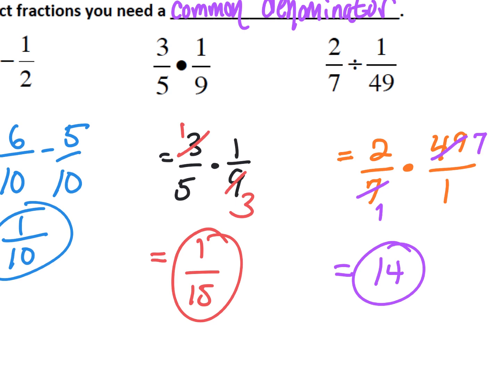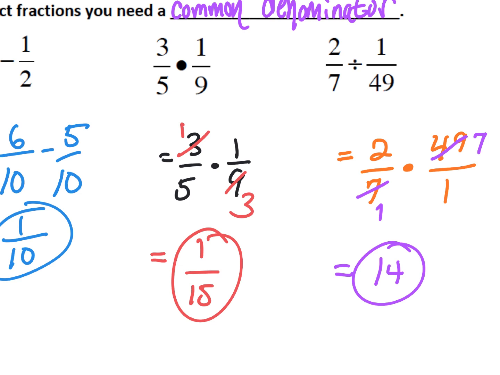Same thing with that last problem. I think a lot of you in the room did that keep, change, flip. You keep 2/7, you change division to multiplication, and you flip the divisor, multiply by the reciprocal of the divisor. And then that gives you the setup of 2/7 times 49/1. And then you see that I cross-canceled again.